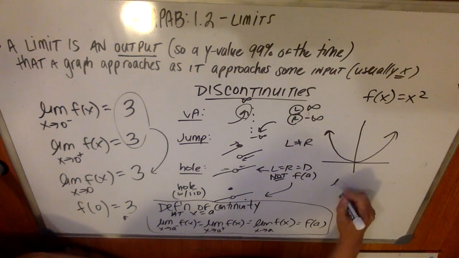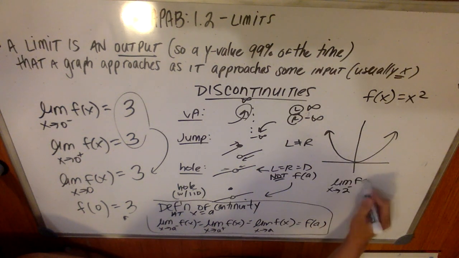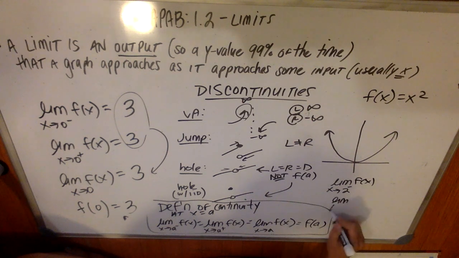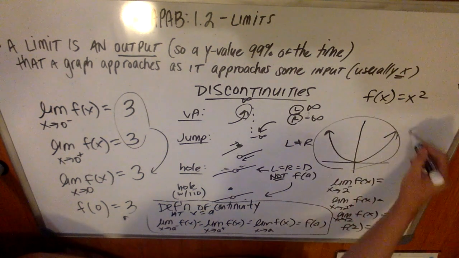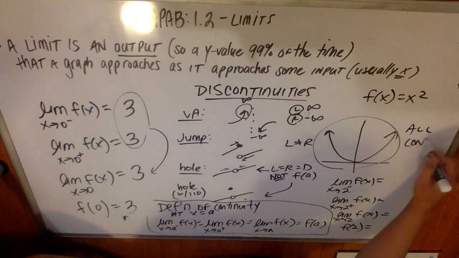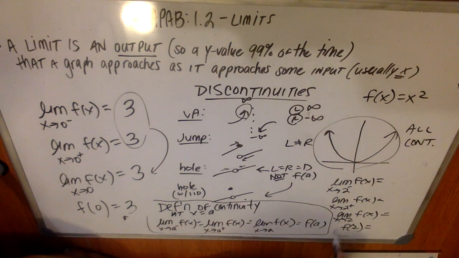And if I asked you about the limit as x approaches 2 from the left, and the limit as x approaches 2 from the right, and the limit as x approaches 2, and the actual value of the function at 2, they're all going to be the same because you see how this is all continuous, right? These are all continuous points. So all I need to know is f of 2, which is just 4, because 2 squared is 4, and know that they are all the same.